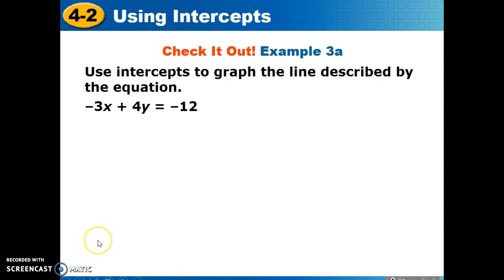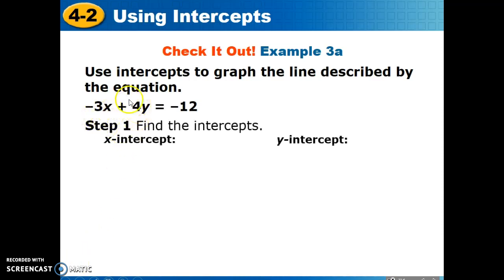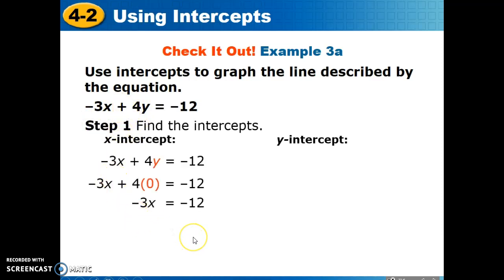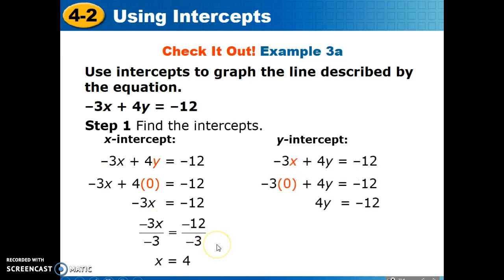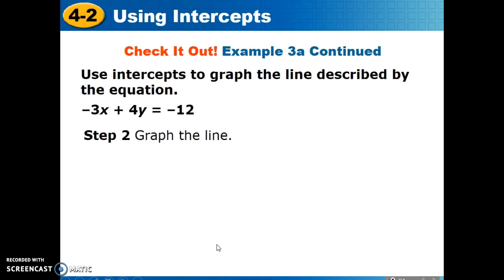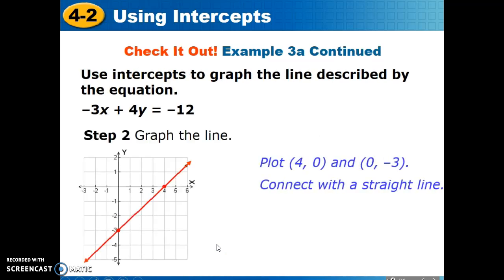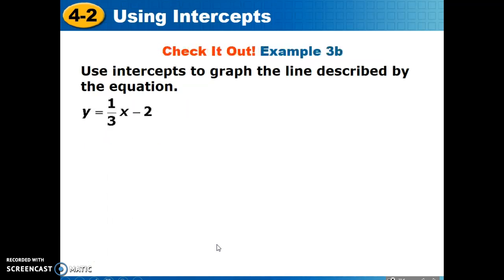Once again, using intercepts to graph the line, we're going to put it in standard form. Well, it already is. We're going to find the x-intercept by allowing y to be 0. We're going to do the same thing. We're going to allow x to equal 0 and solve for y. 2 intercepts. We plot the points and connect with a straight line.